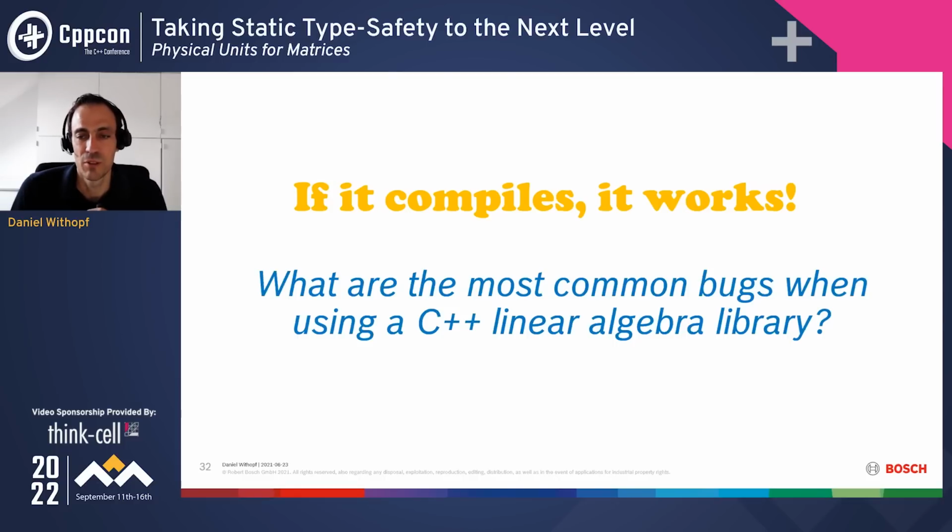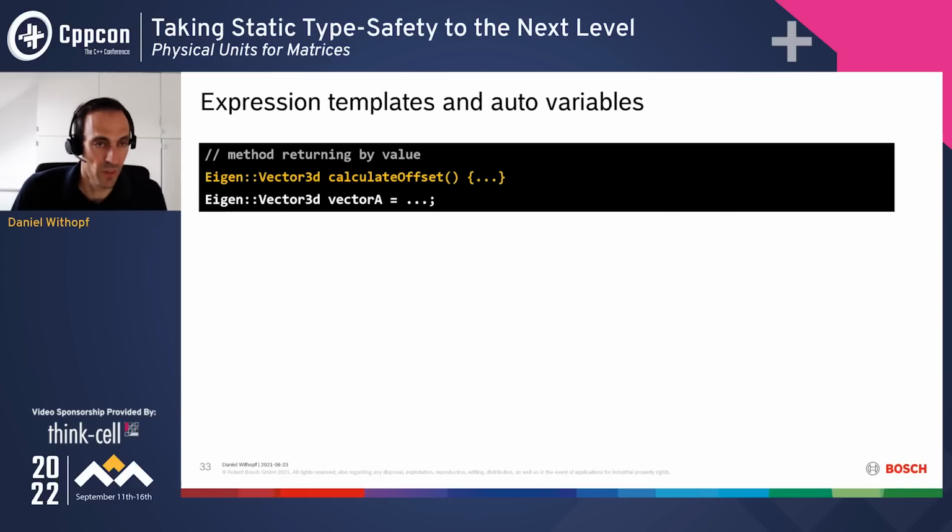The question here: what are the most common bugs when using a C++ linear algebra library? I'll answer that quickly here to not use too much time. There are two fairly common ways how you can produce a bug, at least what I observed. The first one is you can have aliasing. So if you have a left-hand side and right-hand side of an equation, and the right-hand side overlaps with the left-hand side, then you can get incorrect results. Or you can also have dangling references in your vectors and matrices. I will show how this can happen and also how this can be prevented now.